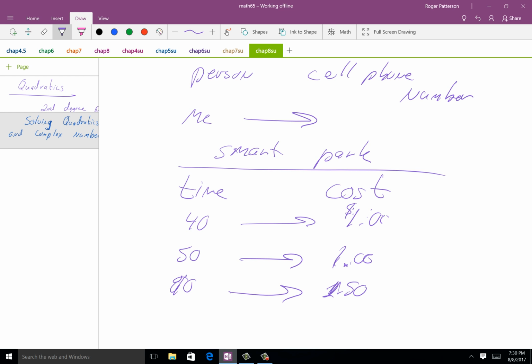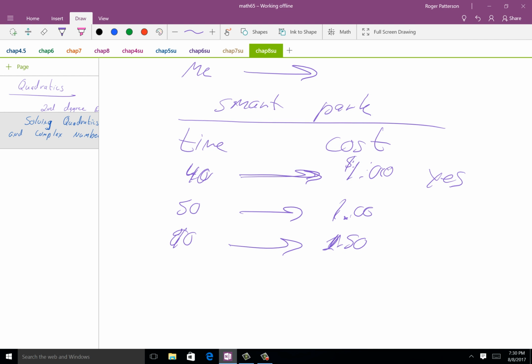Okay. 50 cents, $1 an hour. All right. So yeah, so 40 is related to $1. Right? They're going to charge you $1. So there you go. Is that a function? Right. Yeah. Right. Right. Okay. So yeah, that's a function. All right.